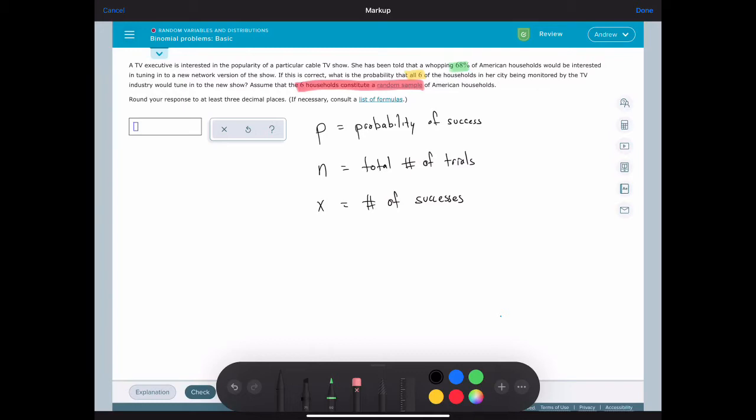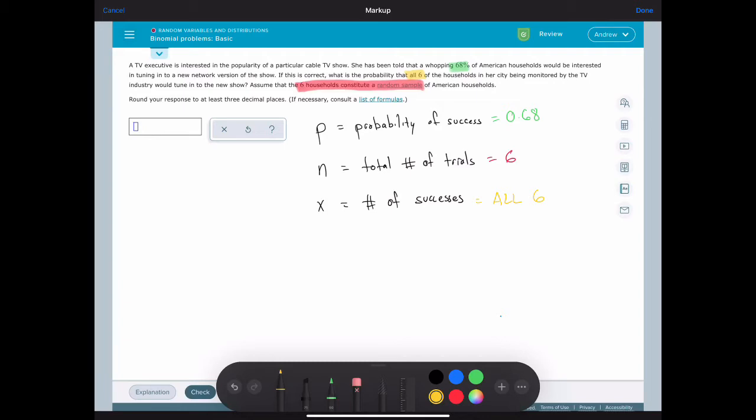So our probability here is given to us. It is 0.68 or 68%. The number of trials that we're looking at here is 6. And then the total number of successes. So what does it say? It says we want the probability that all 6. So that keyword there, I'm going to write it, is all 6. They will change that because they could say less than or greater than or anything like that. But this problem says all 6.